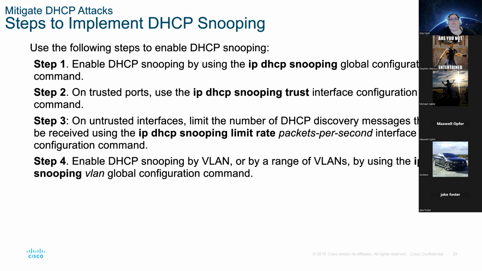Okay, here are some steps for implementing DHCP snooping. Enable DHCP snooping by using the ip dhcp snooping global configuration command. On trusted ports, use the ip dhcp snooping trust interface configuration command. On untrusted interfaces, limit the number of DHCP discovery messages that can be received using the ip dhcp snooping limit rate packets per second interface configuration command. Enable DHCP snooping by VLAN or by a range of VLANs by using the ip dhcp snooping vlan global configuration command.